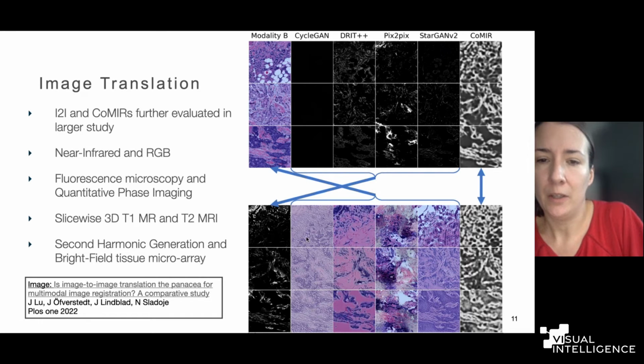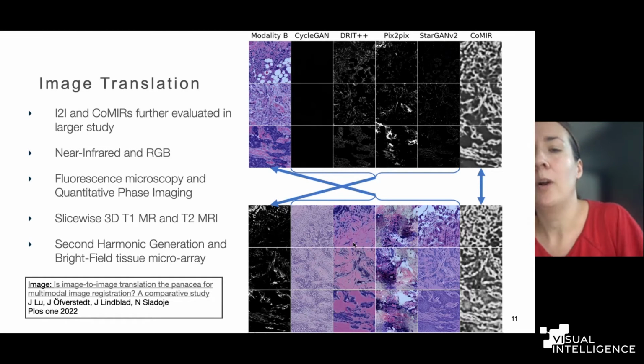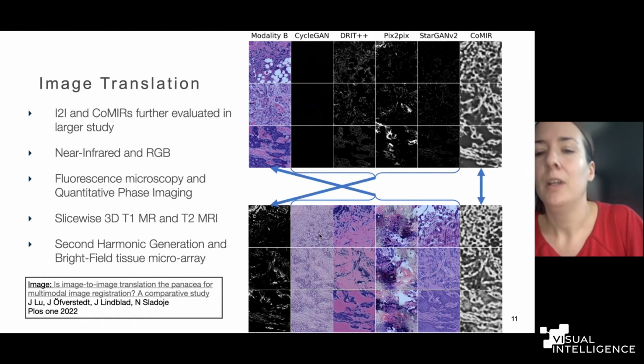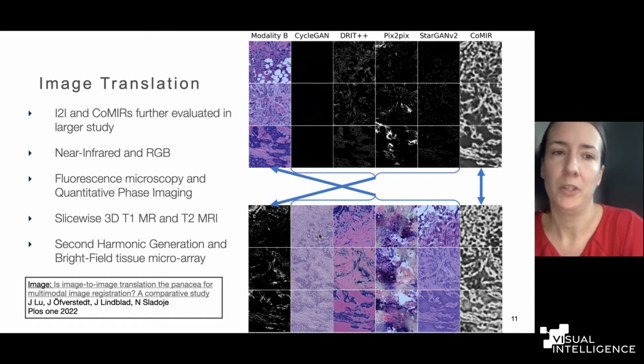So down here, you can see some more examples of these bright field images that are being produced by GANs based on the second harmonic generation input here. And yeah, the structures that it captures are maybe plausible as tissue, but it's just not good enough to perform registration.